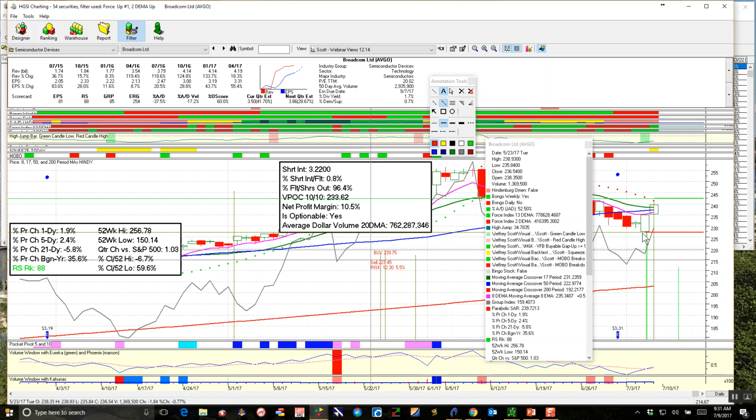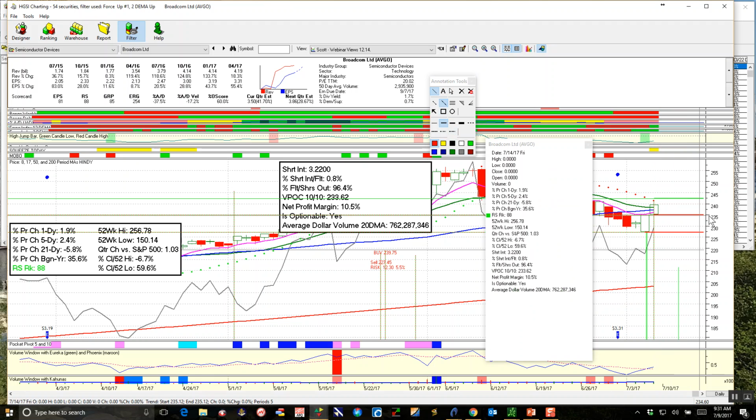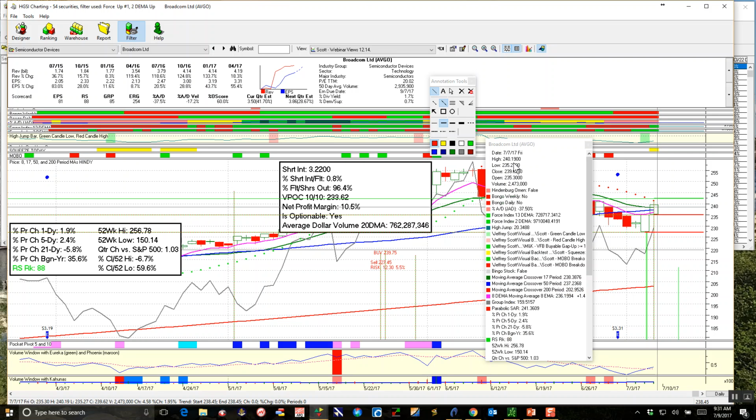Now, I might actually treat this one differently and say the 17, the 50, and the 8-day all came together. I'm going to put my stop right below the low of that day. And I could put a stop rather than at that low, just right underneath this bar right here. And now my stop is at 235 and a quarter. So now I'm risking about 2%.